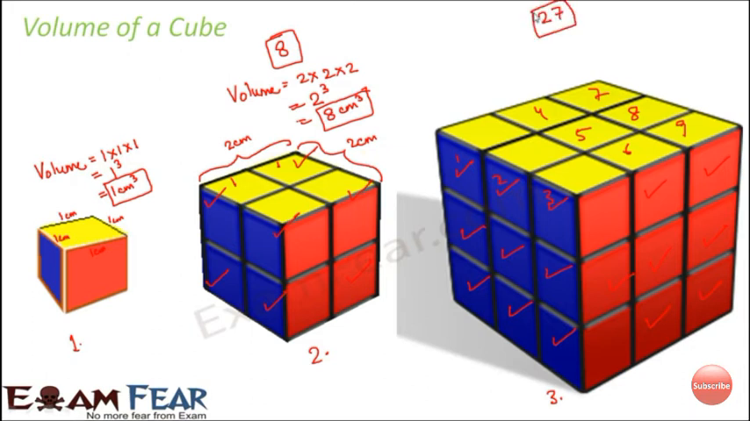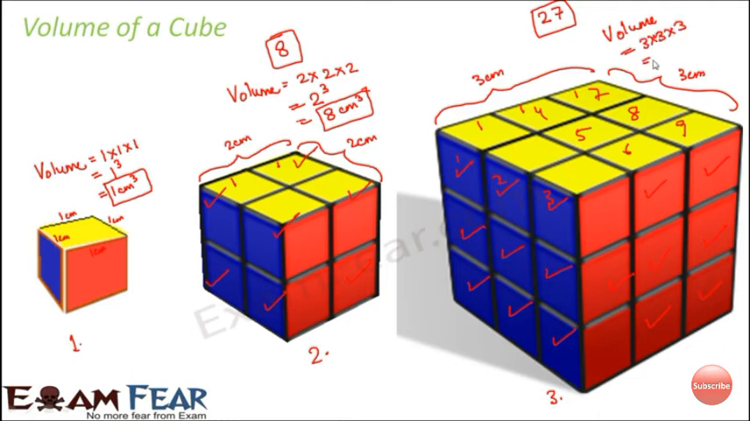So 27 small cubes together again form a bigger cube. This time the side length is 1 plus 1 plus 1 centimeter, which is 3 centimeter. So what is the volume of this cube? For this big cube, the volume would be equal to 3 into 3 into 3, which is 3 cube, that is 27 centimeter cube.